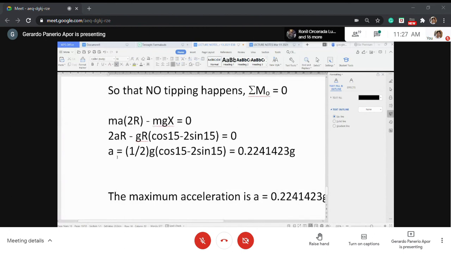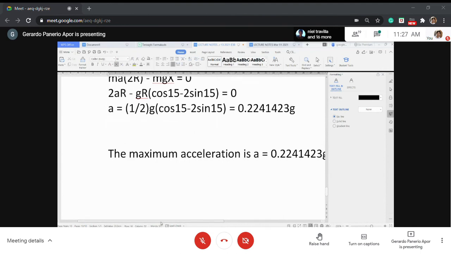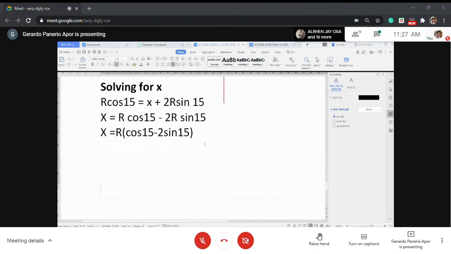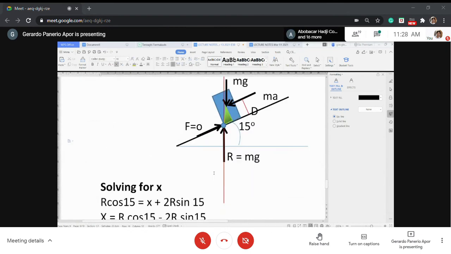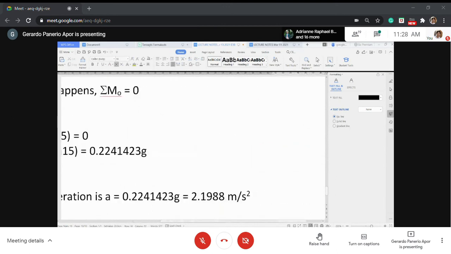So you can solve the acceleration equal to 0.2241423 of g, of gravity. What is that? It's equivalent to 2.1988 meters per second squared. So, greater than 2.1988 meters per second squared means that the can will topple. But if you limit the acceleration only up to 2.1988, well, nothing will happen to the sardines, no?